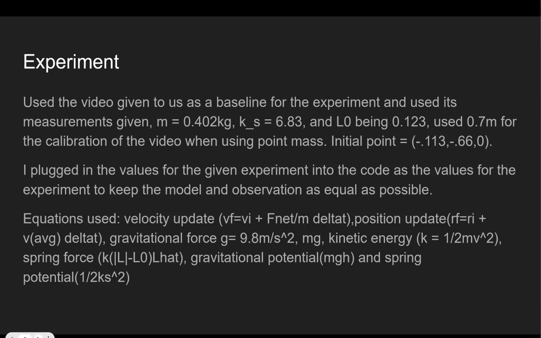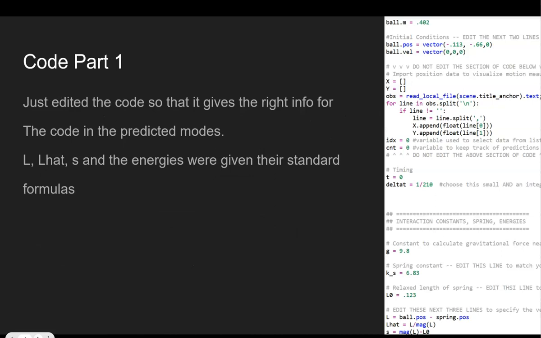I plugged the values from the given experiment into the code to keep the model and observation as equal as possible. The equations I used were velocity update, position update, gravitational force, kinetic energy, spring force, gravitational potential energy, and spring potential energy; those were the main ones.